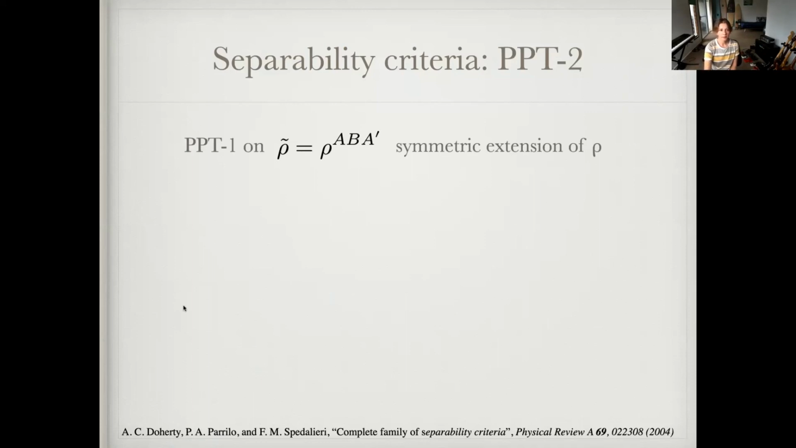you can extend the state. You can write a symmetric extension of rho, so A, B, A prime. Here rho is AB. By symmetric extension, I just mean that if you trace out A prime, you end up with the original state. And also this state is symmetric under swap of A and A prime.